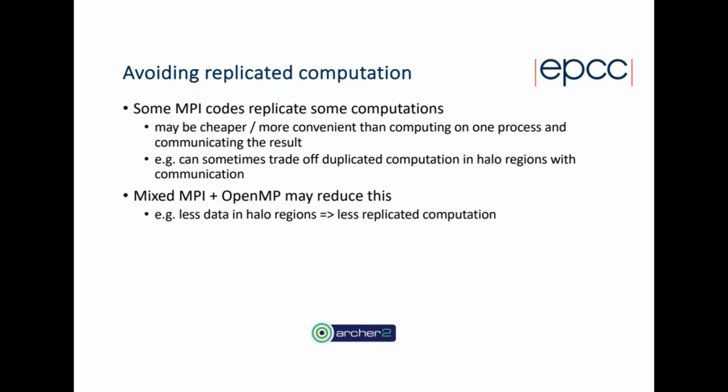There are plenty of others. So mixed MPI and OpenMP may reduce that. For example, if you have less data in halo regions by having larger domains, that implies less replicated computation.